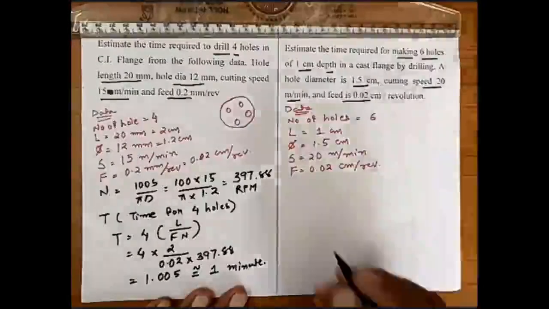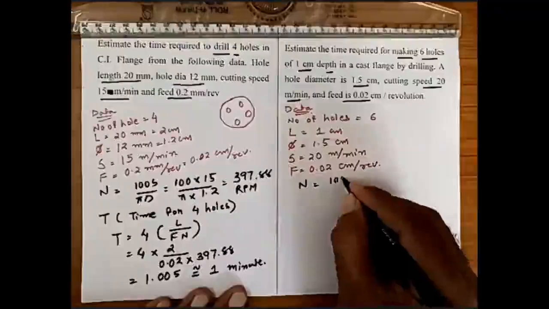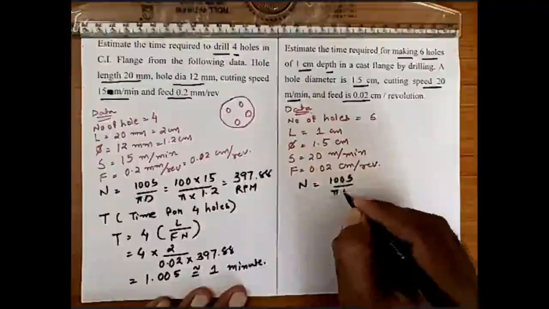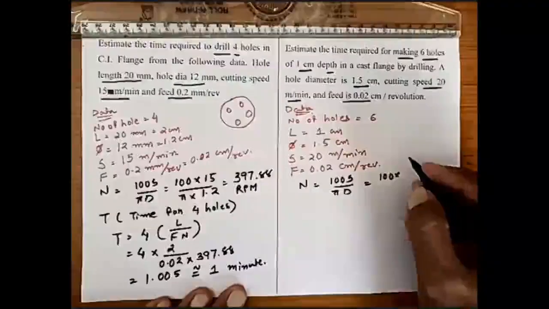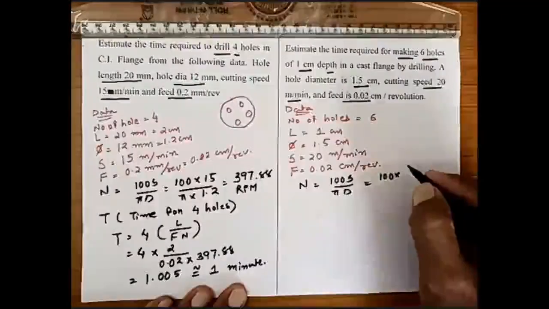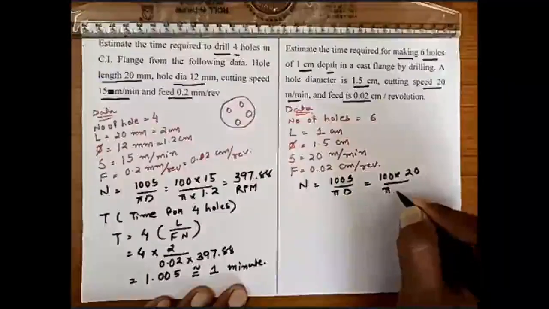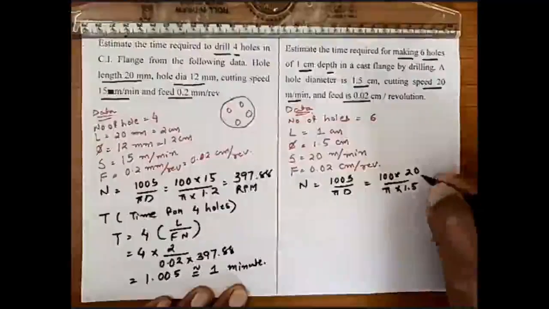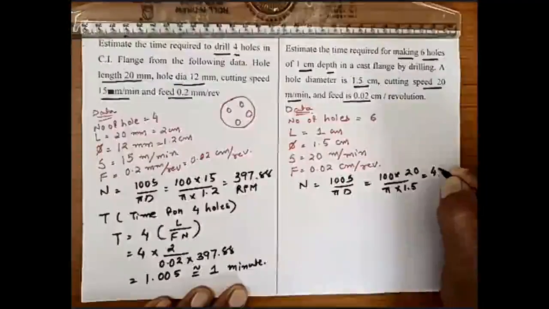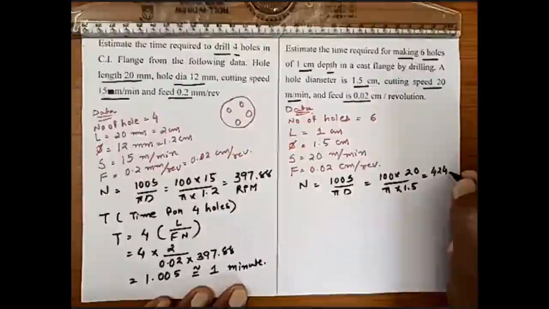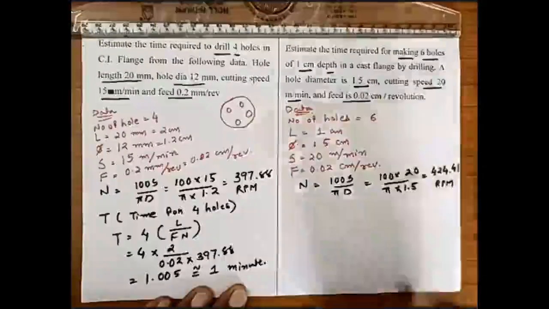Calculate the first. Spindle RPM N is equal to 100 S upon pi d. So 100 into S, 20 upon pi into 1.5, is equal to 424.41 RPM.